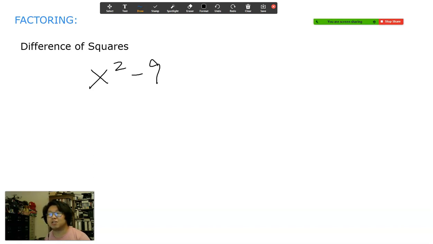X squared is obviously, well, x squared. So this is just x, right? Quantity squared. But what is 9? Okay, 9 is actually another way to say 3 squared.